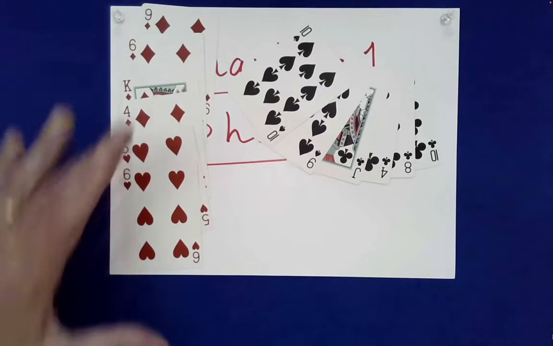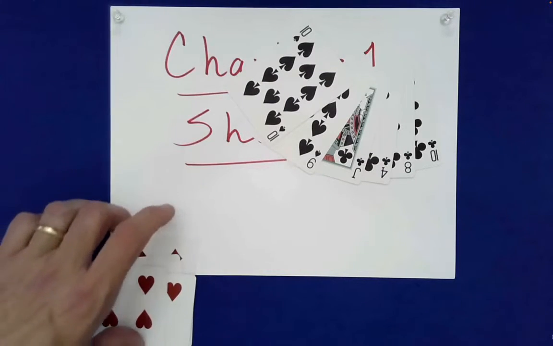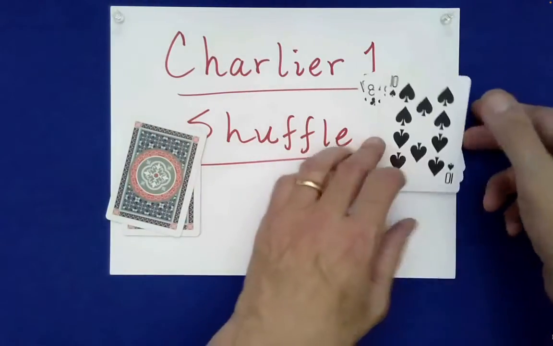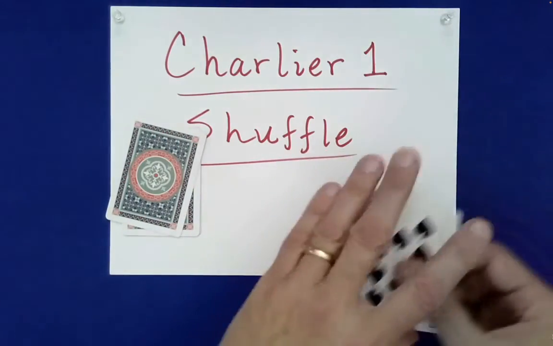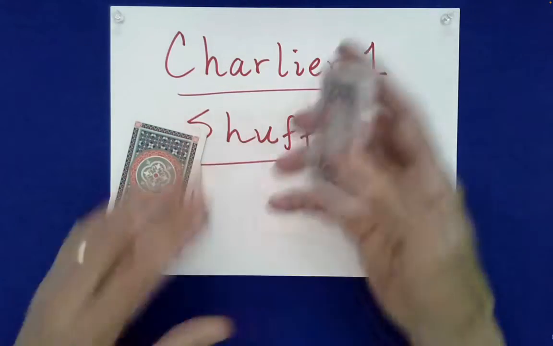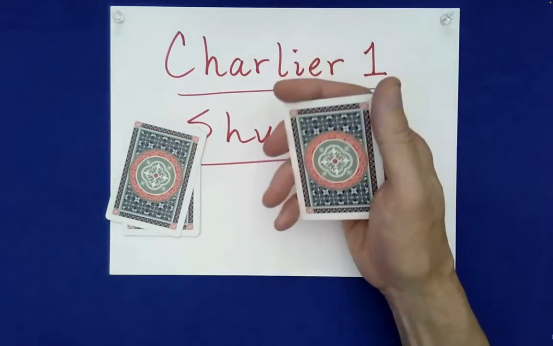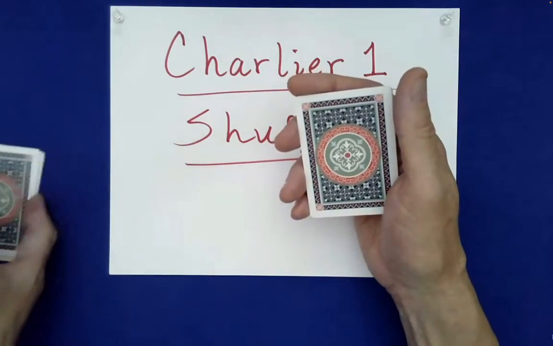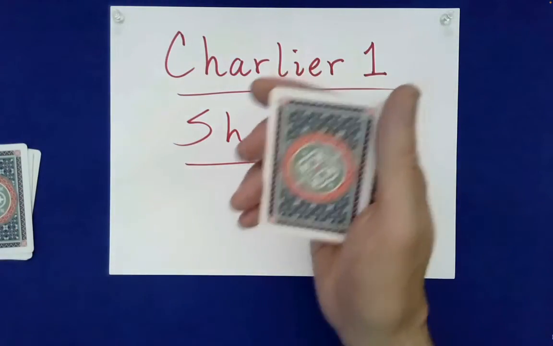Okay, so what is the Charlier 1 shuffle doing? Well, as I mentioned, it's equivalent to a 50% cutting of the cards. It's like cutting the cards just in half. Okay, so to see that, let's go ahead and just get an ordered packet again.